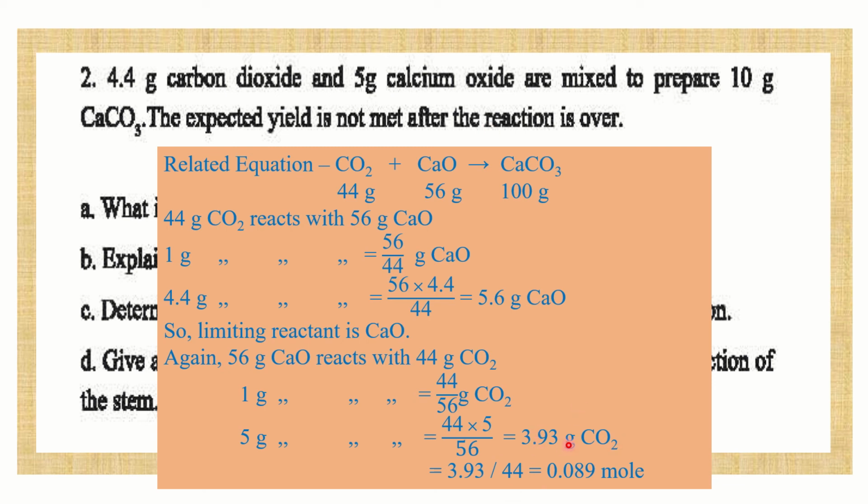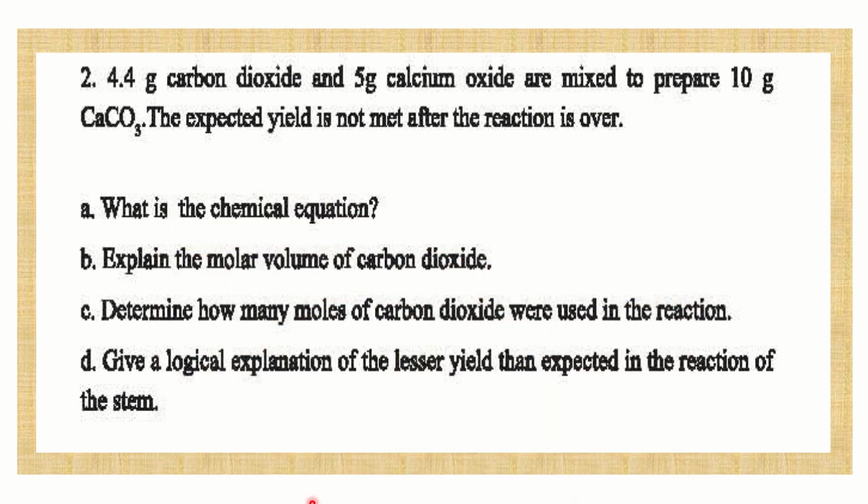So 3.93 gram carbon dioxide is used in this reaction, and we have to find the mole number of 3.93 gram carbon dioxide, not 4.4 gram. We know 44 gram carbon dioxide means 1 mole. So 3.93 gram carbon dioxide means 0.089 mole. This is the used amount of carbon dioxide. It is our C number answer, 0.089 mole, because you have to find how many moles of carbon dioxide were used in the reaction.